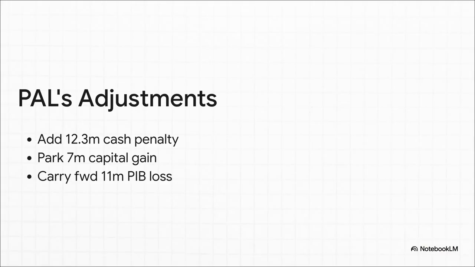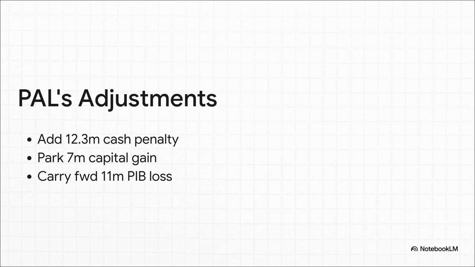Okay, Section 4, PAL: navigating losses, disallowances, and capital surrenders. Now you've got to pay close attention to PAL, because they've got some wild compliance issues. First up, they tried claiming expenses for cash sales. The law straight up demands a 50% disallowance for that. So boom, we add back 12.3 million to their income. We also pull out a 7 million capital gain to park it in the normal tax regime.